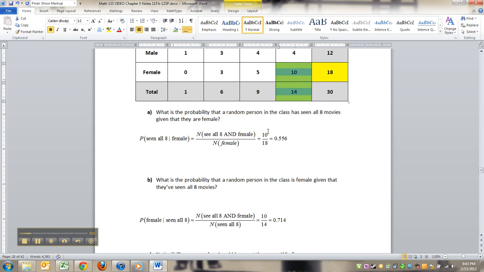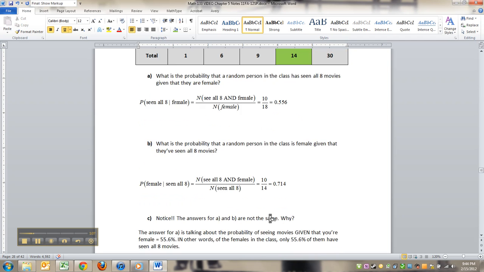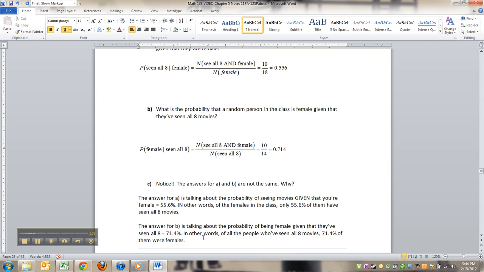You want to look at 10 divided by 14 now, because you want to take the number that have seen all 8 and are female, i.e. 10, and you want to divide it by the number that had seen all 8, which is 14. Okay? Now notice that those answers are not the same.